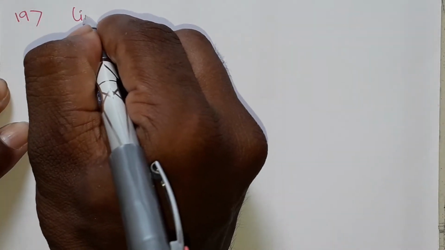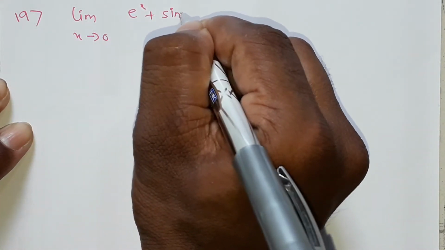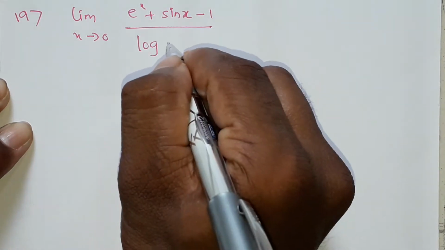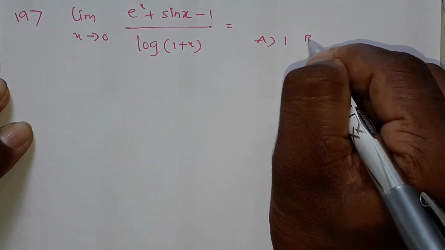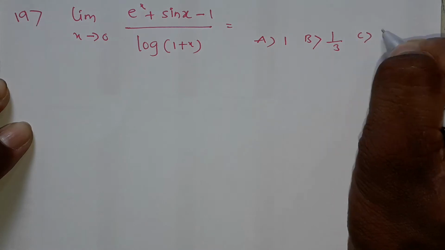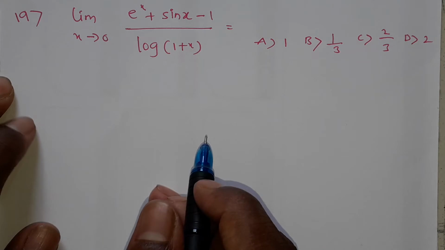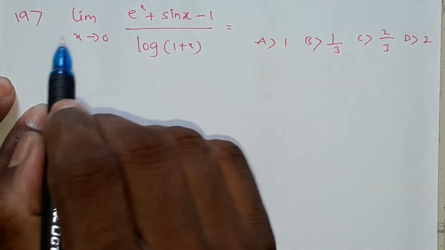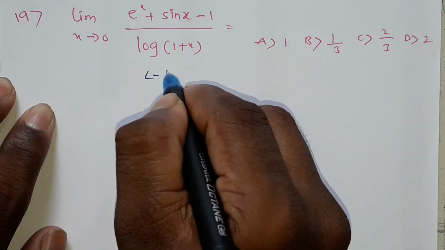Next 19th one. Limit x tends to 0, (e^x + sin x − 1)/log(1 + x). Option A is 1, option B is 1 by 3, option C is 2 by 3, option D is 2. Similar question. Apply 0: e^0 is 1, 1 minus 1 gets cancelled, sin 0 is 0, log of 1 plus 0, log 1 value is 0. So we apply the L'Hospital rule.